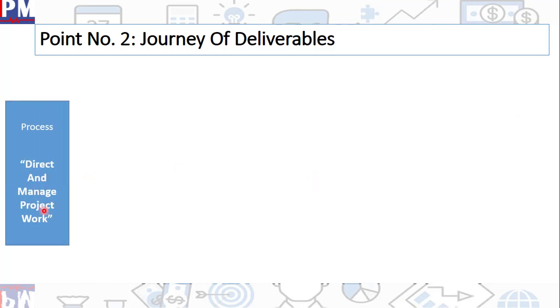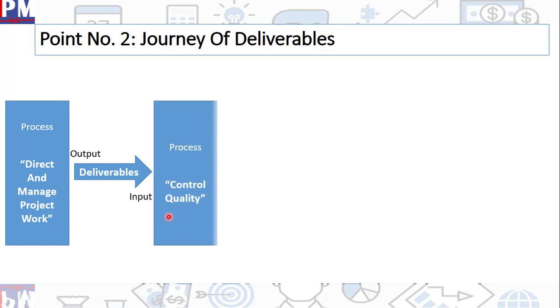Direct and manage project work produces deliverables. Now, these deliverables cannot simply be given to the customers. We have to do verification ourselves first. That means quality control. And therefore, it becomes an input to the process called control quality. If it passes through the control quality process, it's called verified deliverables. That means they have gone through the verification process and they have the sufficient quality which is needed.